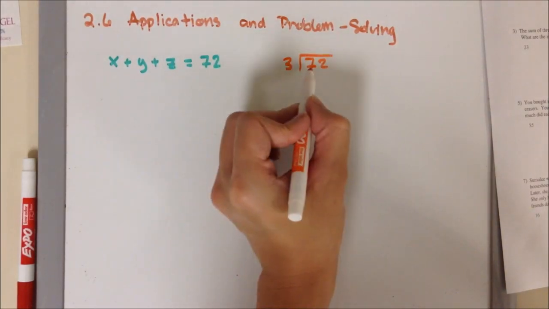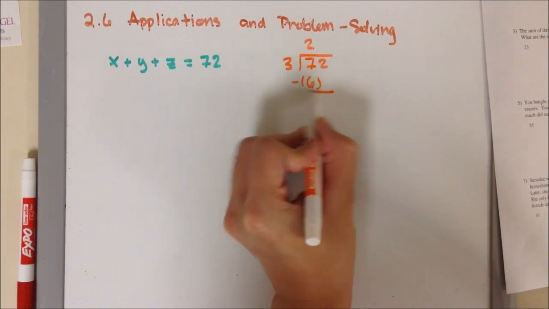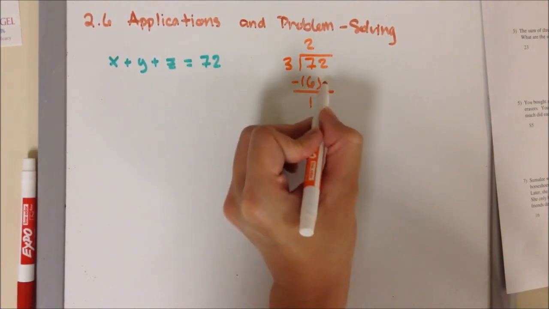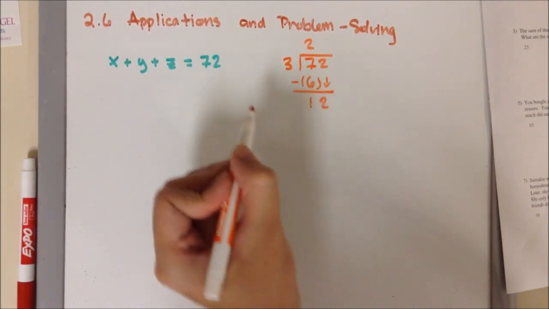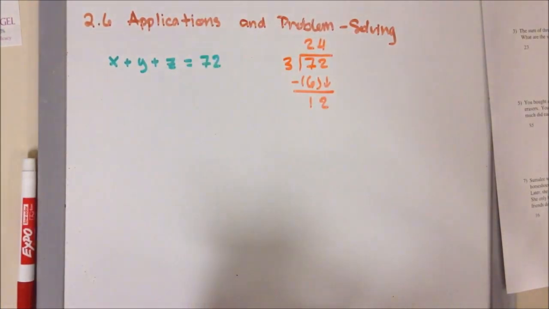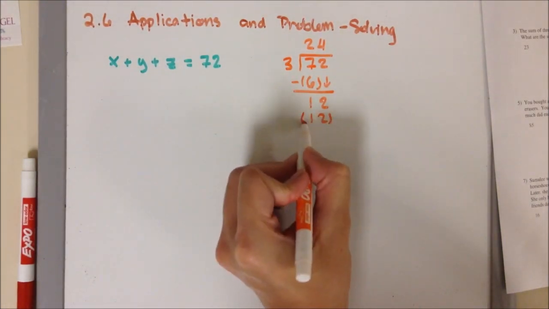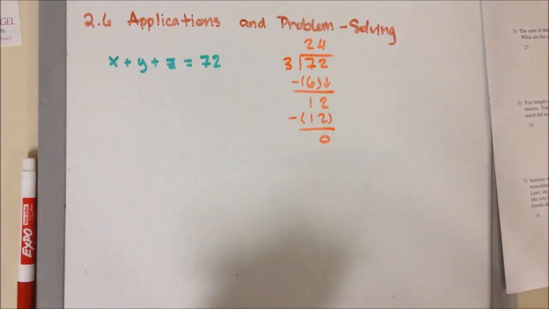So 3 will go into 7 2 times. So that's 6. Subtract. I'm left with 1. Bring down the 2, making it 12. 3 goes into 12 4 times. So 4 times 3 is 12. My remainder is 0, which means I'm good to go.